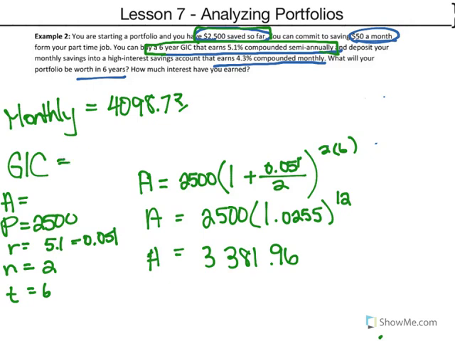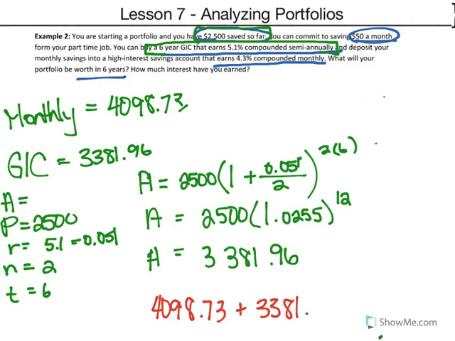So altogether for your portfolio, you would take the two numbers and add them together. 4098.73 plus 3381.96, and you get $7,480.69. So that is how much money you have after 6 years.